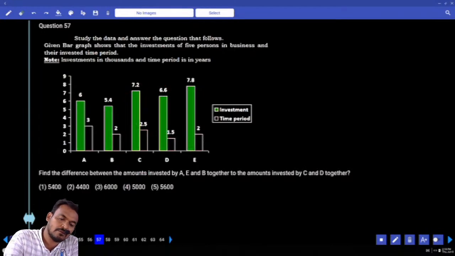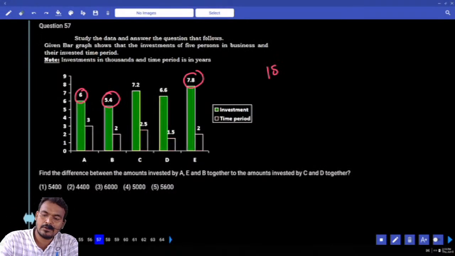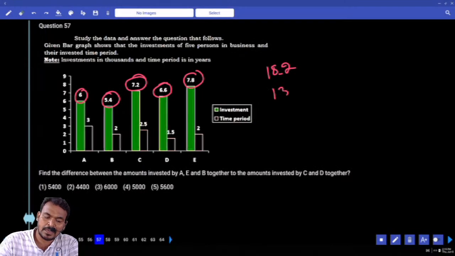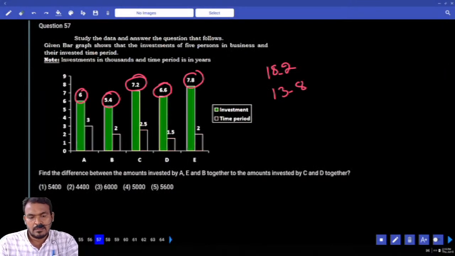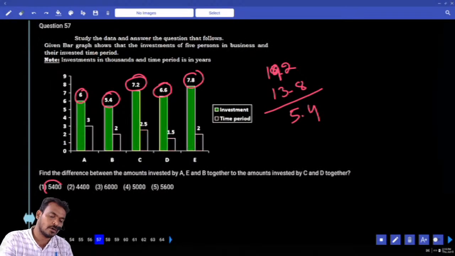D. For the A investment 6, E investment 7.8, B investment 5.4. Total it is 11.4 plus 7.8, 19.2. 19.2. C and D 7.2 and 6.6, 13.8. The first one 19.2, second one 13.8. What is the difference? 5.4. What is the answer? 5,400.